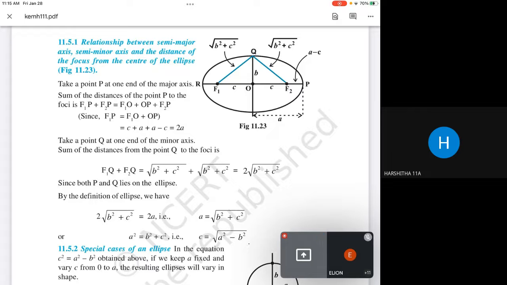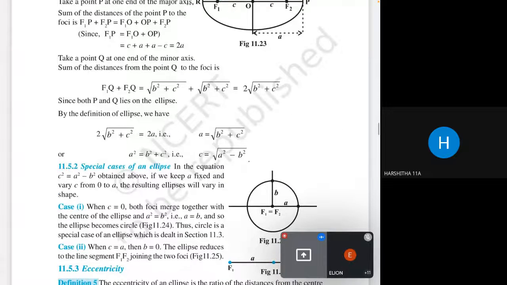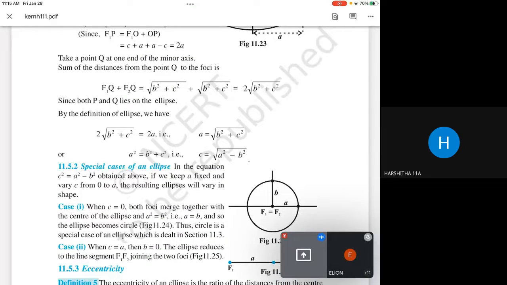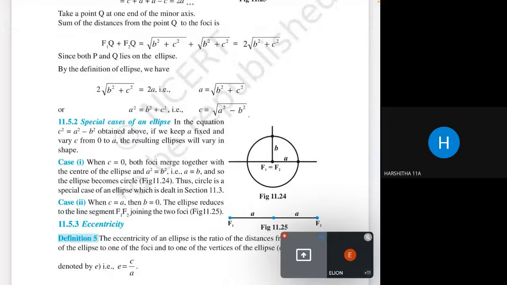And like that, take the Q point into consideration. When you consider that distance, QF1 will be equal to the square root of B square plus C square. QF2 will also be equal to the square root of B square plus C square, by using the Pythagoras theorem. So that distance will be 2 times the square root of B square plus C square, which equals 2A, because P and Q are two points present on the ellipse. From that the relationship we are going to get.